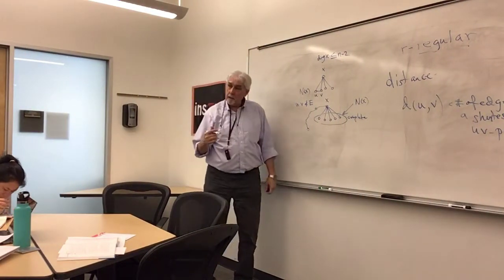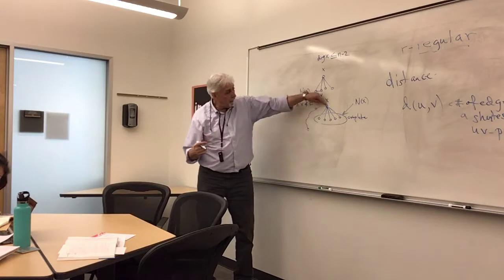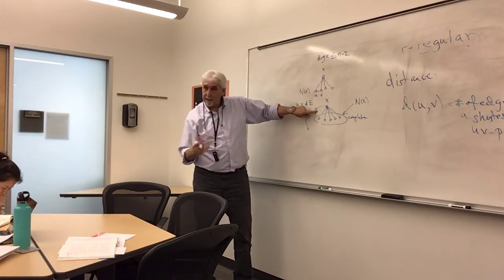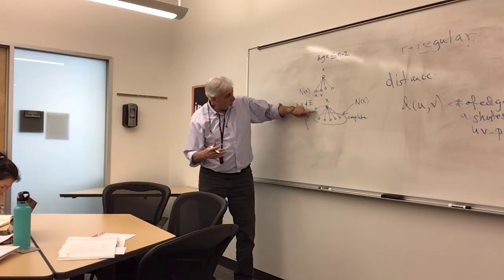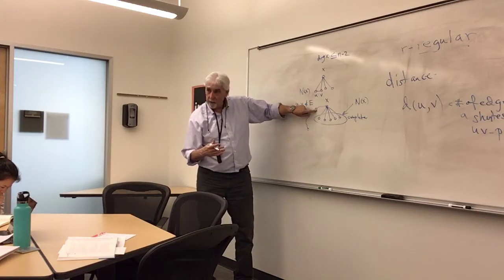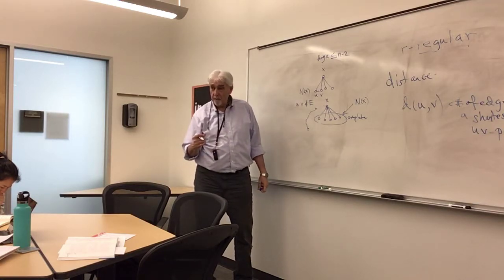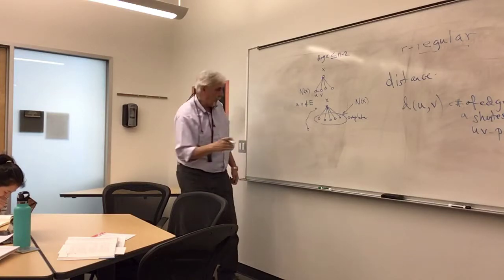What does it mean to be in the neighborhood? The neighborhood of X is all the vertices adjacent to X. So, wait a second, you can't have it both ways. Either this is adjacent to X, and therefore it's in the neighborhood, or it's not adjacent to X, and it's not in the neighborhood. Okay? Right? Okay.